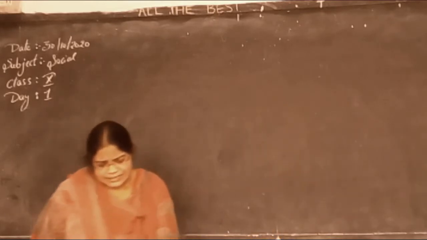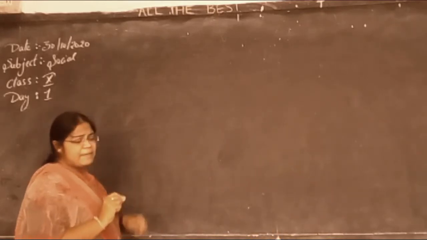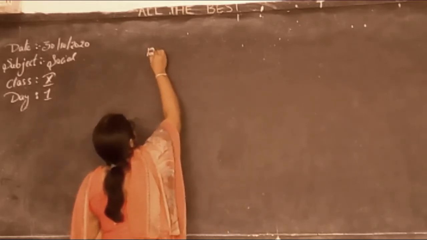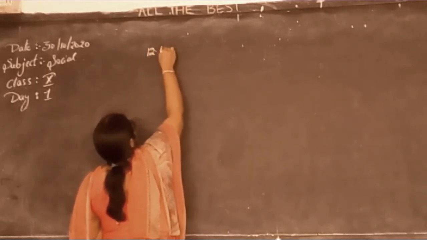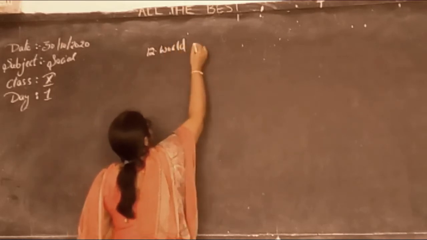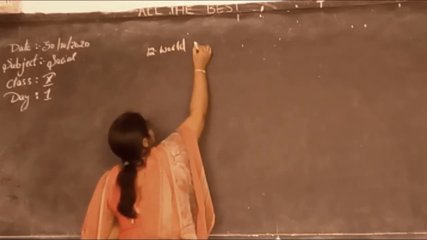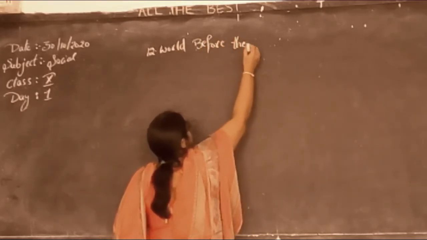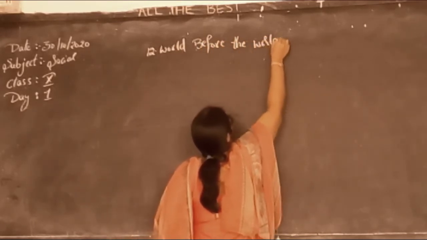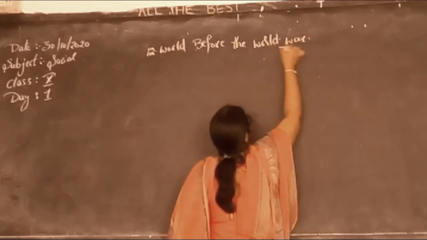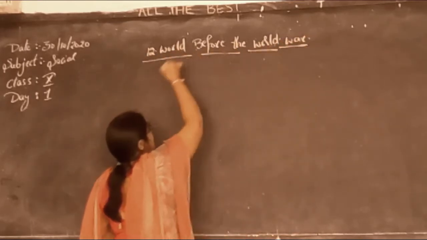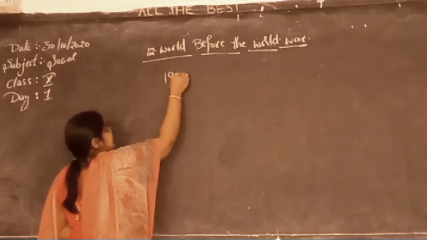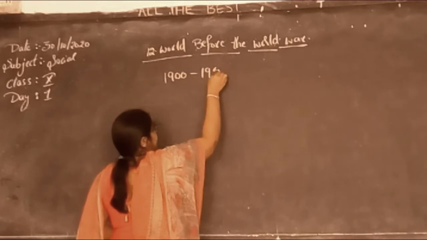Yes. So, in the 20th century, this chapter mainly focuses on the time duration. We are dealing with the 12th chapter, World Before the World War. How was the situation of the world before the World War and what happened during the World Wars? The time duration is from 1900 to 1950.